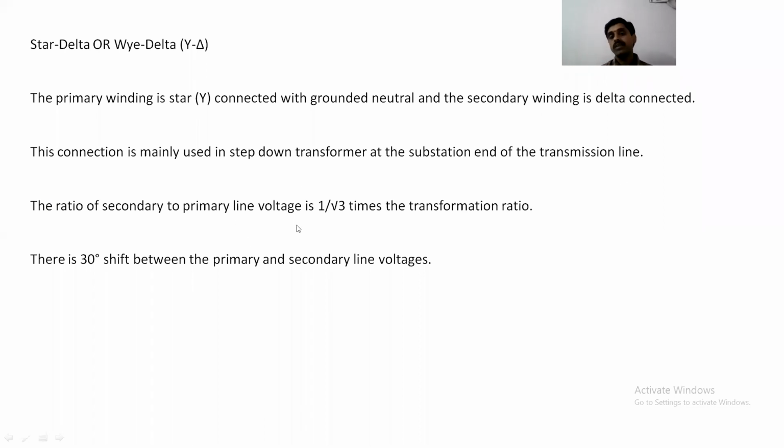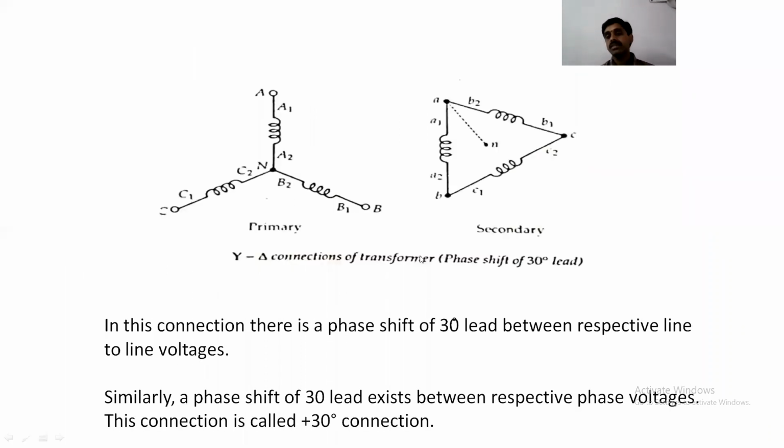The ratio of secondary to primary line voltage is 1 by root 3 times the transformation ratio, that is, a by root 3. There is a 30 degrees shift between primary and secondary line voltages. If you see this star-delta connection of a transformer, you observe a 30 degrees phase lead connection. So what is the 30 degrees phase lead? This is the primary side. Now on the secondary side, with reference to 12, it has moved to the 11th position. In the clock, if this is position 12, this is position 11. That means it has moved in the anti-clockwise direction.